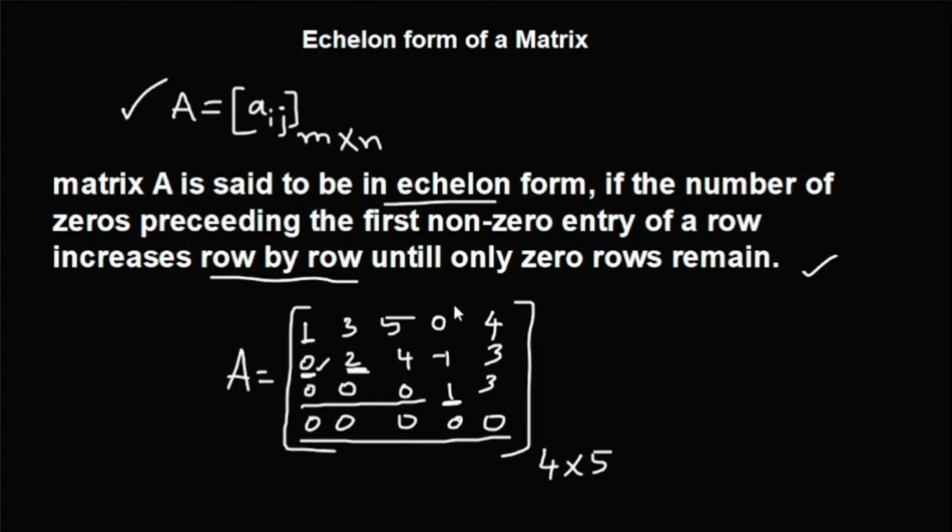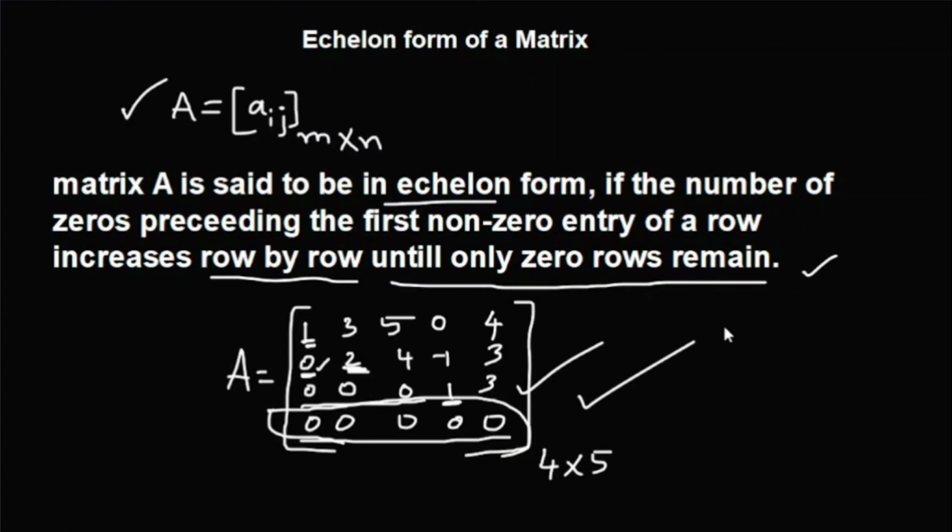So what the definition is saying is until 0 rows remain. Till the third row you check the number of zeros preceding the first non-zero entry in the row, which should be increasing row by row. So this is said to be in the echelon form.